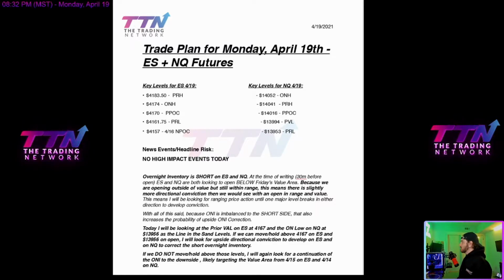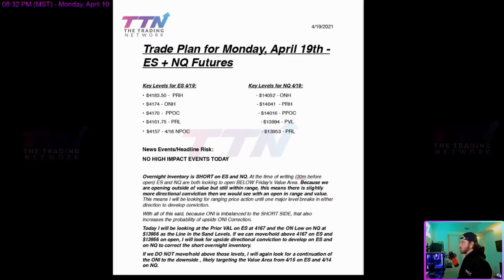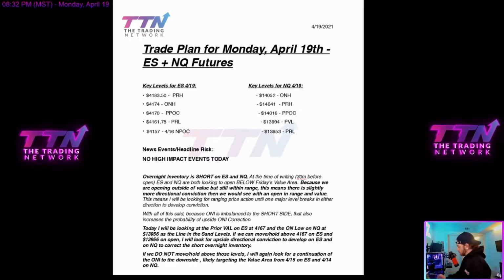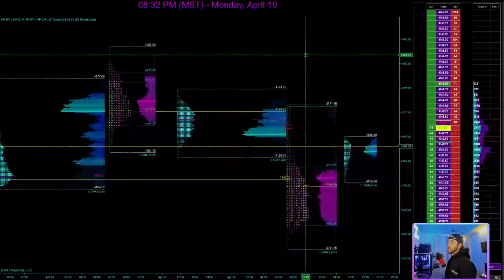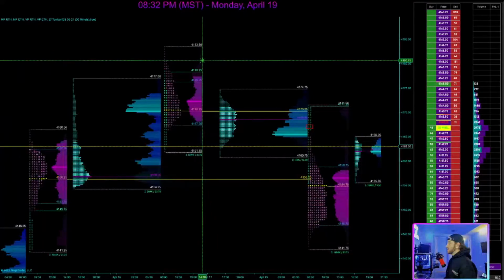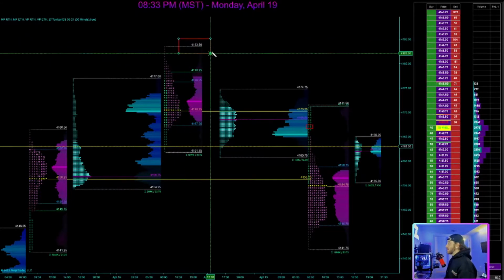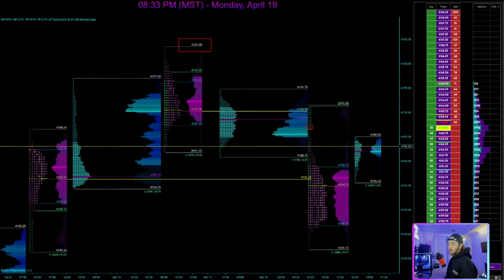The first level I was looking at was the prior range high at 4183.50. Going over to our profile here, you can see that 4183.50 is indeed the range high from Friday's session. I'll go ahead and highlight that and pull up my trade plan here.